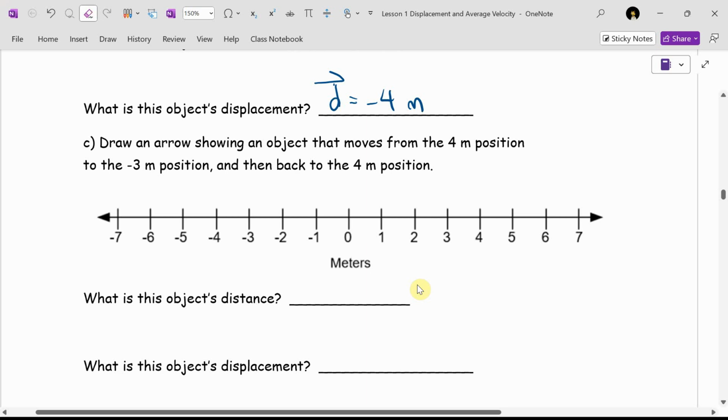Draw an arrow showing an object that moves from the 4-meter position to the -3-meter position and then back to the 4 position. Okay. So from the 4-meter position to the -3-meter position and back to the 4 position. Okay. I guess this is initial and this is final.